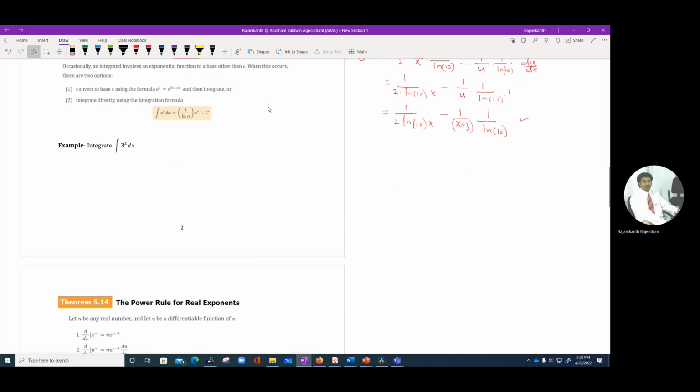Here is the formula for integration of a to the x. The integration or antiderivative of a to the x is nothing but a to the x, but you see the factor 1 over ln a, plus an arbitrary constant. That is super easy. If you look at this problem, a is now 3, right? Simply replace a by 3 there. So you will get 1 over ln 3 times 3 to the power x plus constant.